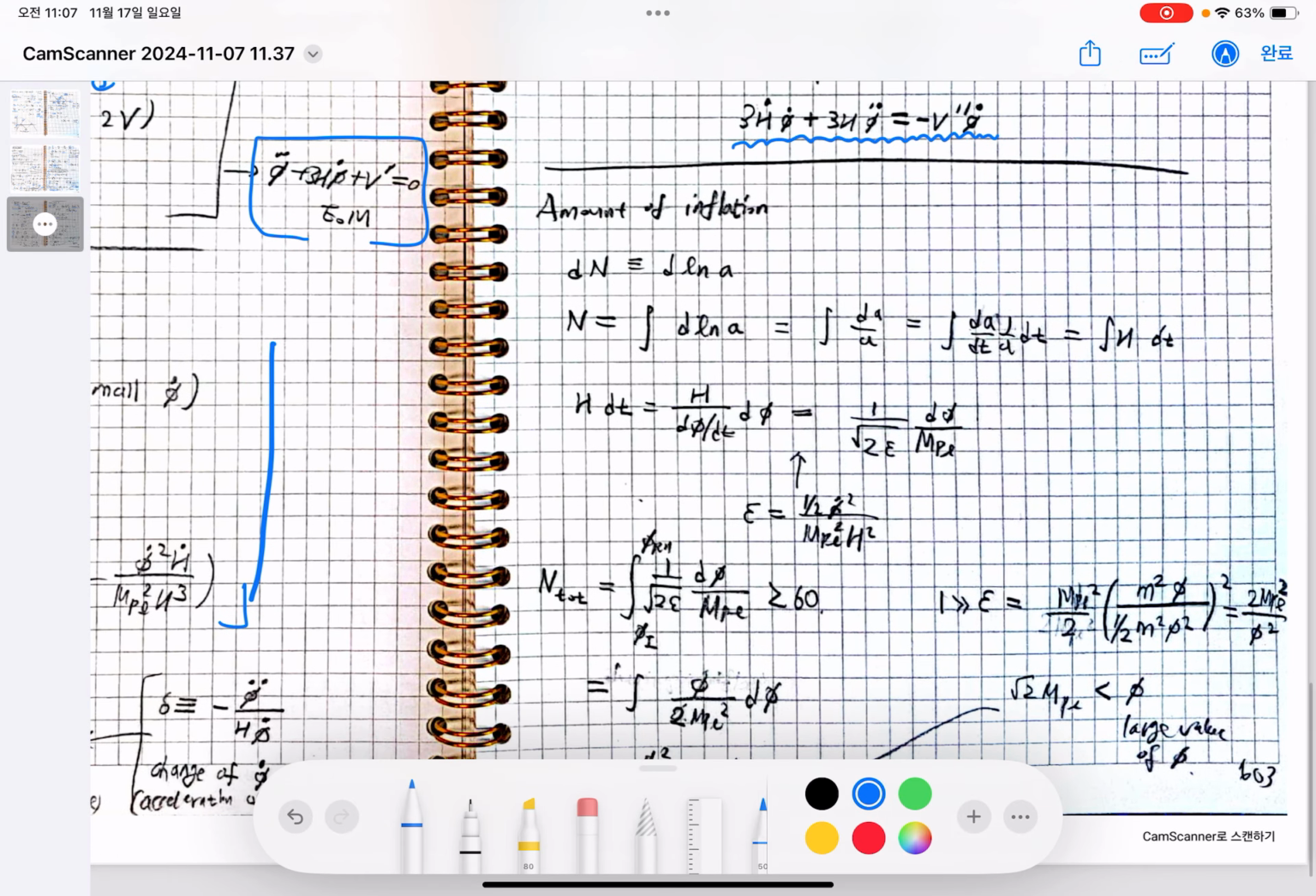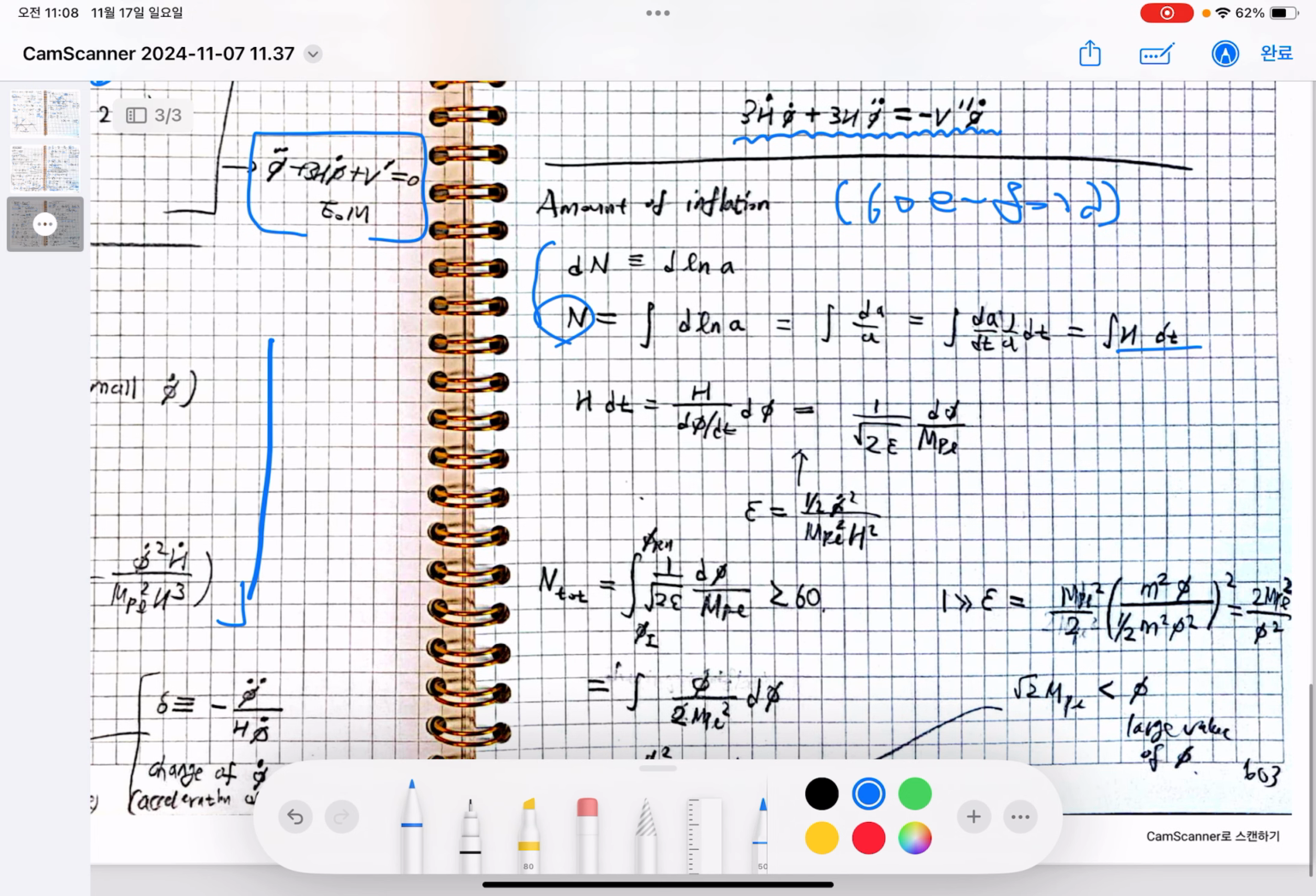Finally, I want to talk about the amount of inflation. I already said inflation requires the 60 e-fold condition. So here are some definitions of N again. N is H dt, and if we use a change of variable, N can be expressed in terms of epsilon.